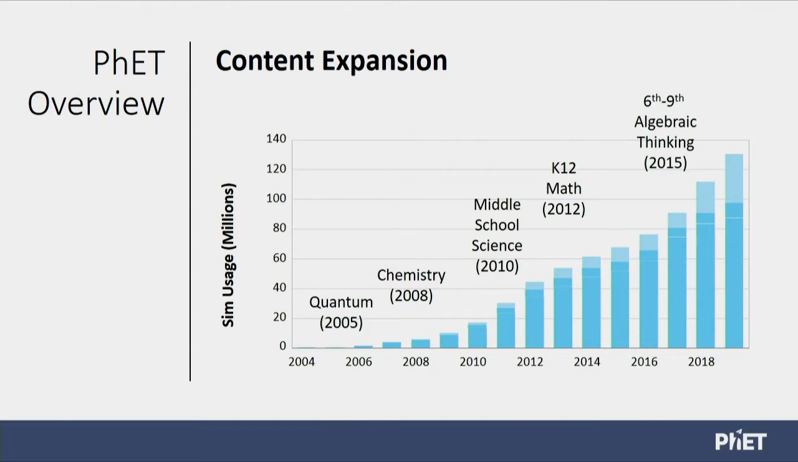This is what our content expansions looked like over the years. We started in introductory physics, and then we expanded to quantum physics in 2005, chemistry in 2008, middle school science in 2010, where we did a lot of learning about how simulations can be designed for younger students, and we've now integrated that across our simulations. We expanded to math in 2012, and then focused in on algebraic thinking in 2015. And I am trying to raise money to focus on K-1 math, because I think that is so influential. I want to do that.